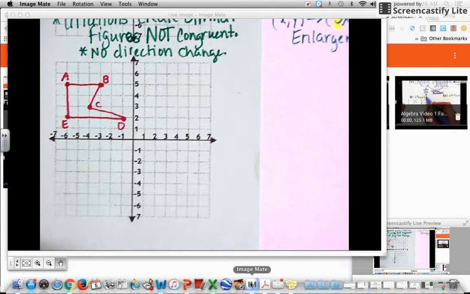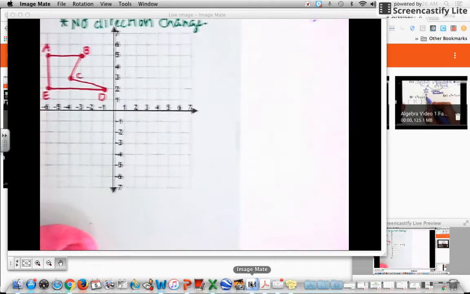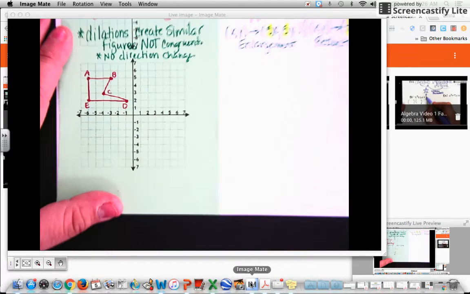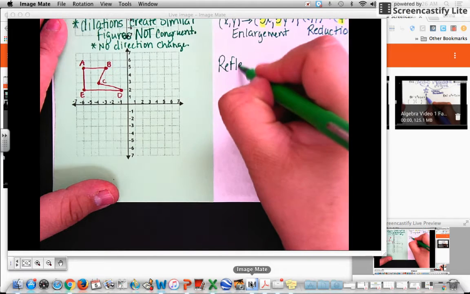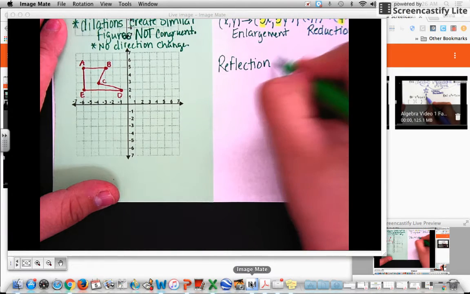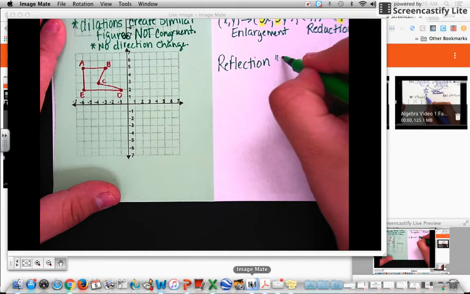So let's finish up this real quick. Last one. Anybody think of what we've done? We've done dilation, translation. What's the last one? Reflection. Reflection, I think, is probably the easiest one. And it's the mirror image, right? This is when we do a mirror.